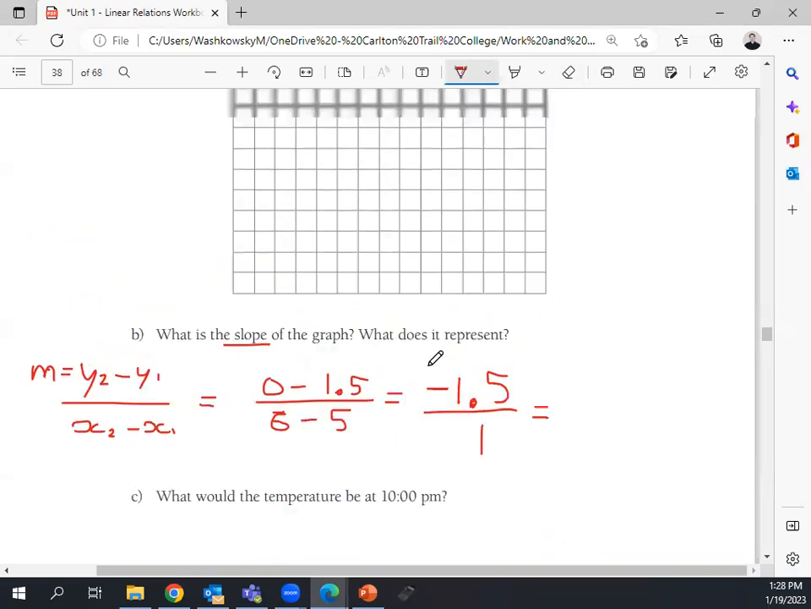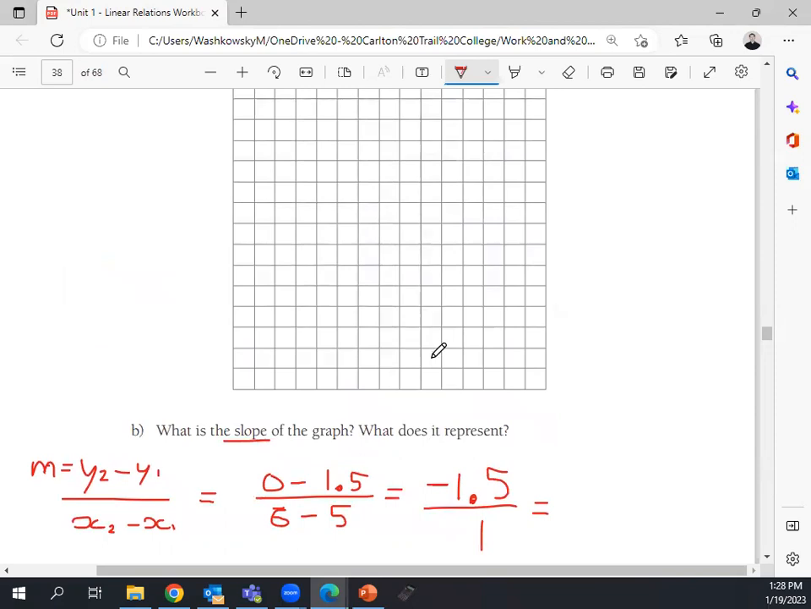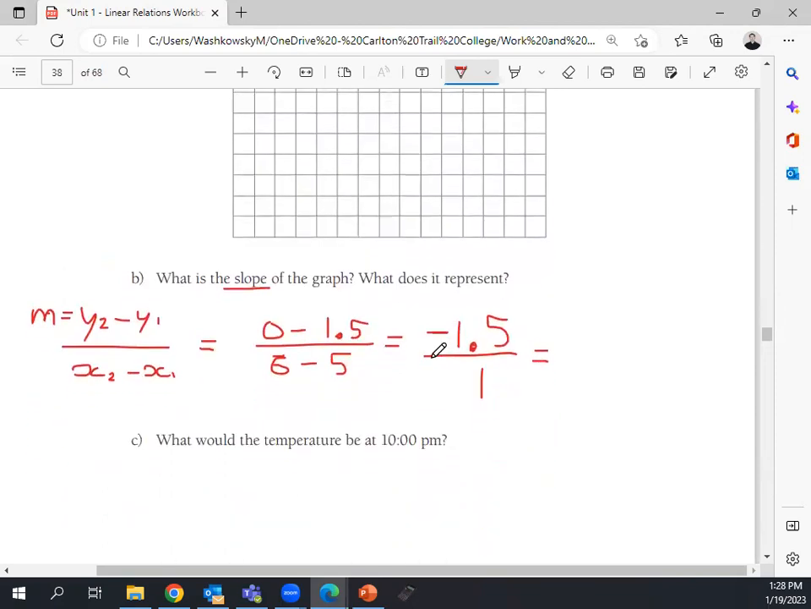So I have my slope. Perfect. Sometimes the graph basically tells you what your slope is without doing the equation. Do you have to do the equation every time? No, sometimes you can tell just by looking at it.